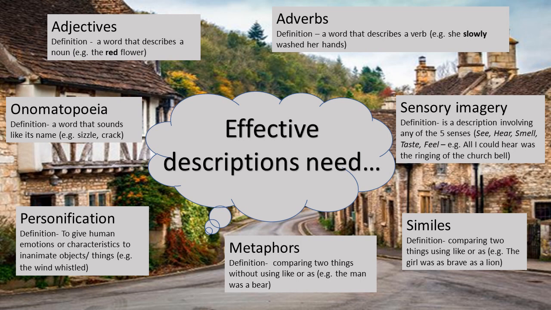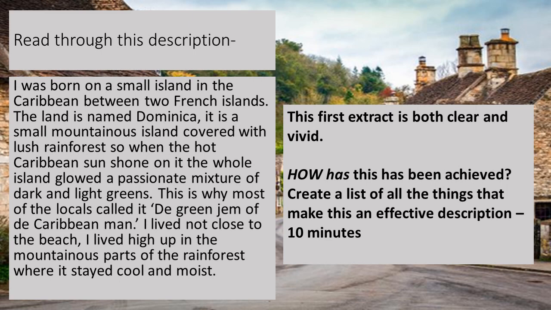Onomatopoeia, a word that sounds like its name, such as sizzle or crack. And finally, adjectives, a word that describes a noun. So, for instance, the red flower. A noun is, of course, a person, place, or thing, and so most describing words would be regarded as adjectives. So if you didn't get any of this, please could you write down what you didn't get before you move on. Okay, so let's read through the description together.